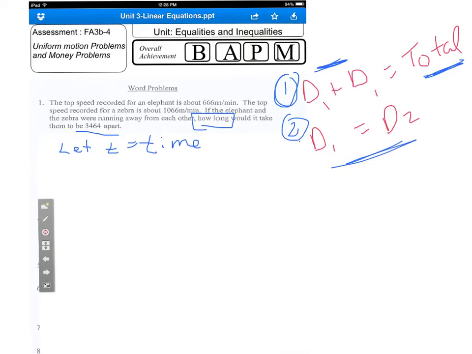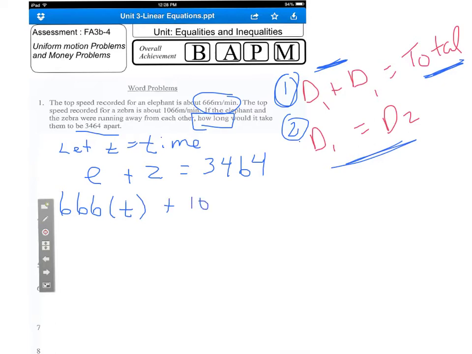And then we can start writing our equation. The elephant travels, so we have the speed of the elephant plus the speed of the zebra has to give me 3,464. The speed of the elephant is 666 meters per minute, which we'll say is t because we don't know what time is. We're going to add to it the speed of the zebra per minute, which we don't know.